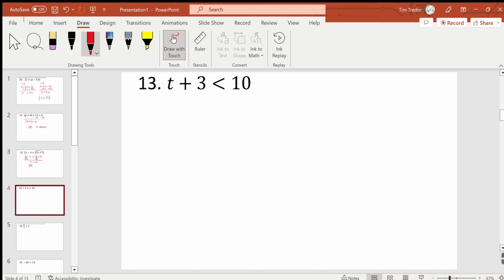We're going to take a look at some inequalities. For the inequalities, it's almost the same idea as the equations. I'm going to get the variable by itself. And if I can do that, I can say what the variable is allowed to equal. And it's not going to be one number, it's going to be a group of numbers. All right, so I get t is less than 7 by subtracting 3 on both sides.